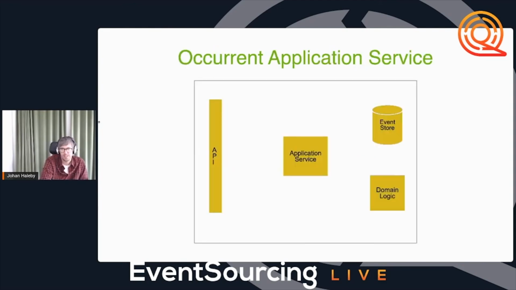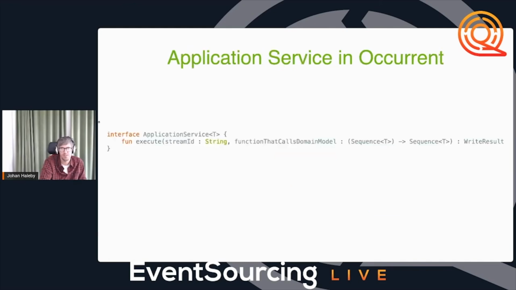Okay, so that was the event store. Now we're going to look at the application service. And this is, again, not something that you need to use if you don't want to. You can write your own. It's actually pretty easy to do. But Occurrent ships with a so-called generic application service that you can probably use for most cases. So we're going to look at the one that is shipped with Occurrent.